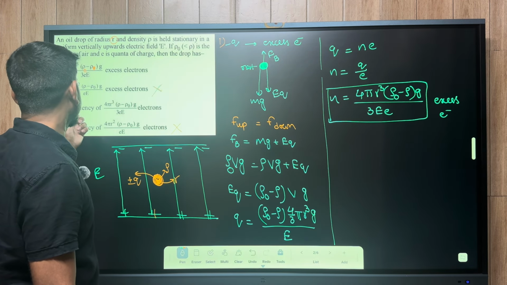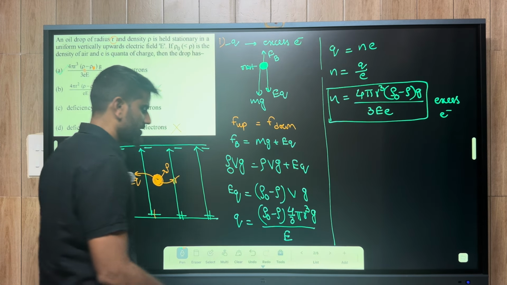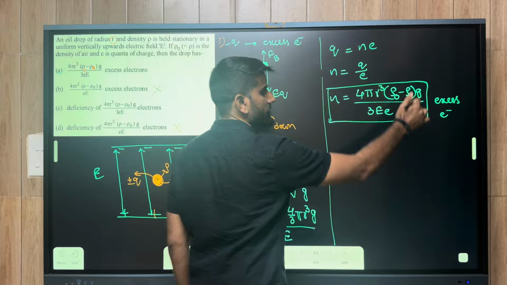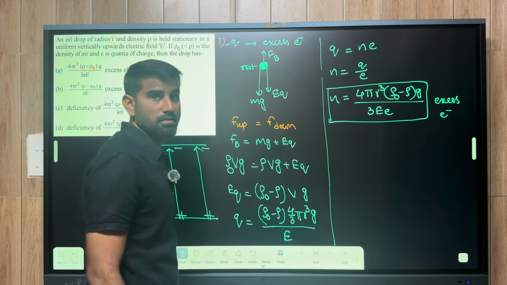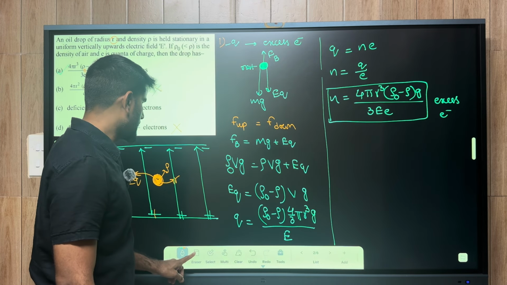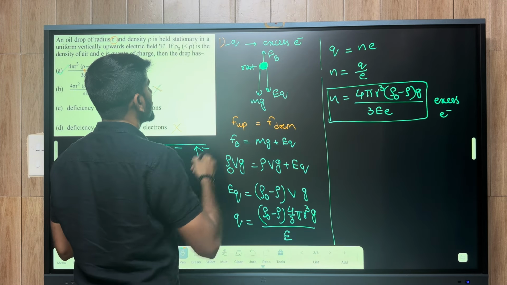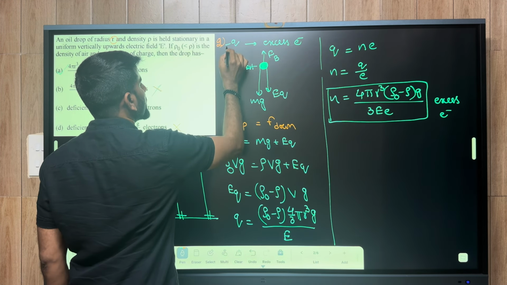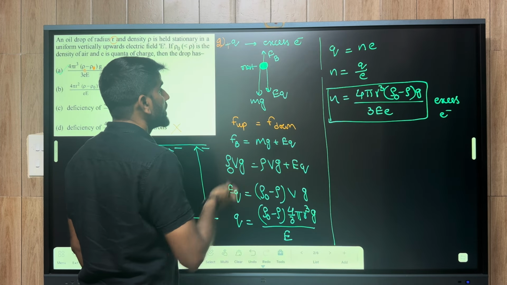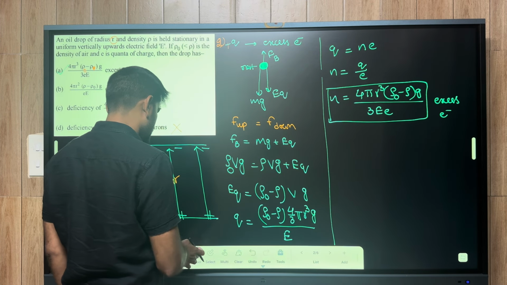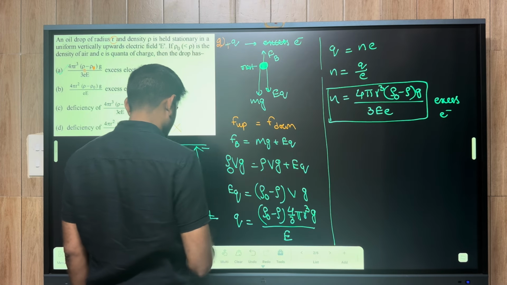For the second case, the correct answer must be deficiency of electrons, 4 pi r cube (rho minus rho naught). We will get the same answer again, but there is a difference, rho minus rho naught. Let's see what happens. Okay. So this is the answer for the first case. Now let's look at the second case. I'm going to take this off. Let's say for the second case I'm taking the positive Q, and we have not excess electrons but deficiency of electrons.